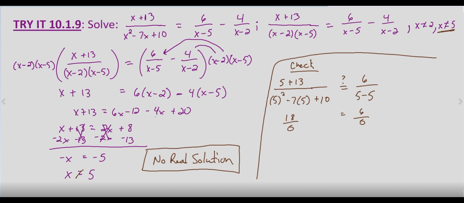And this demonstrates that if we didn't recognize or remember that x can't equal 5, it will show up in the check. When we substitute, we'll end up with a denominator of 0, one or more denominators of 0, and therefore there is no real solution.